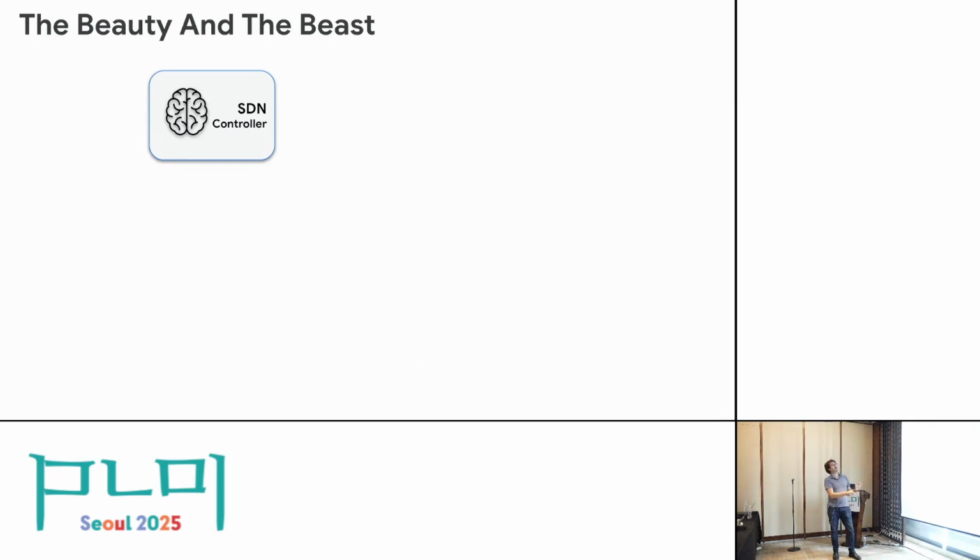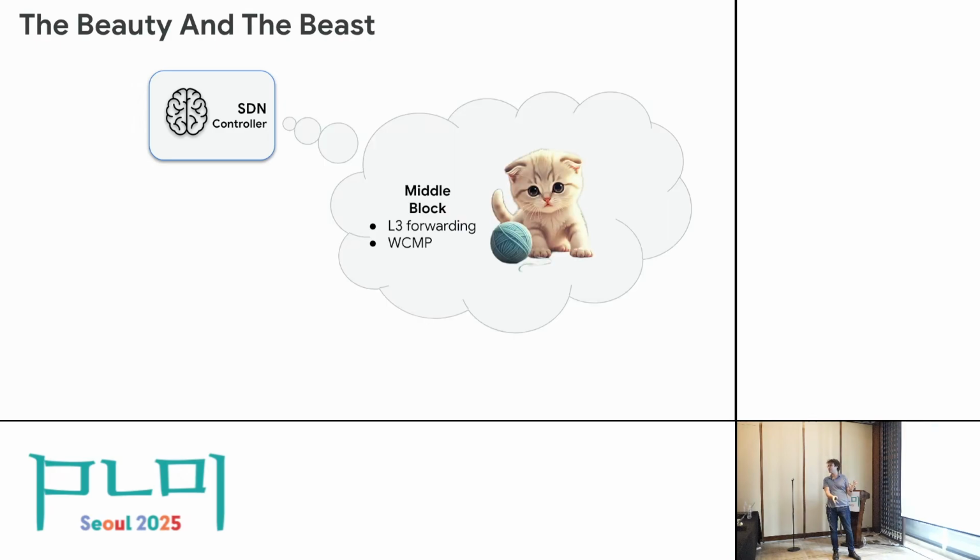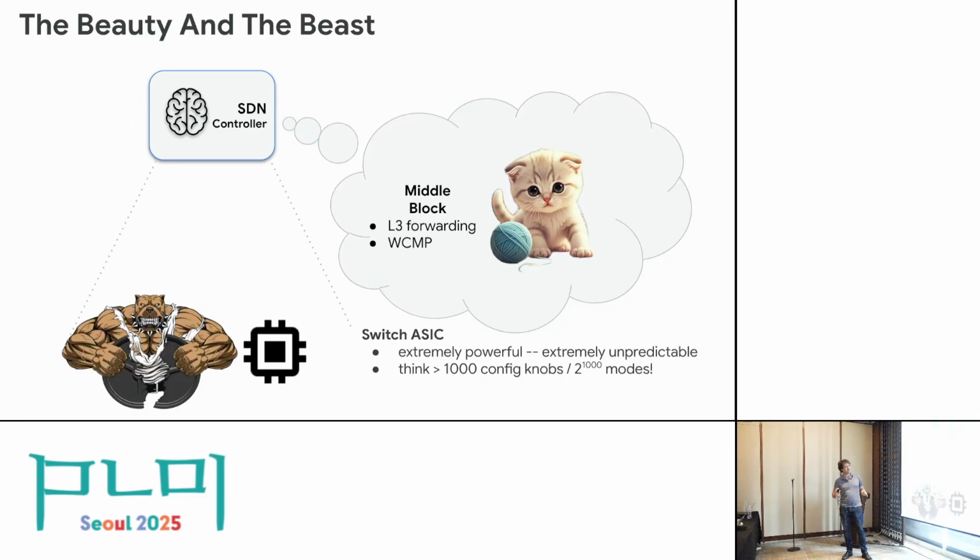Because the SDN controller now has this extremely simple view of what it means to be a middle block switch, right? It's this very simple API where it just does L3 forwarding, IP forwarding, and load balancing, let's say. And the switch ASIC is actually this crazy, complicated beast of a machine. It can do almost anything that you want it to. It has infinite configuration knobs, and no one knows what a large set of those configuration knobs do when you use them together, but you sure can if you want to try. Which makes it very powerful. Anything you can think to do, it can usually do, but very, very unpredictable, right? Very hard to test that this is doing the things that you really want it to do.